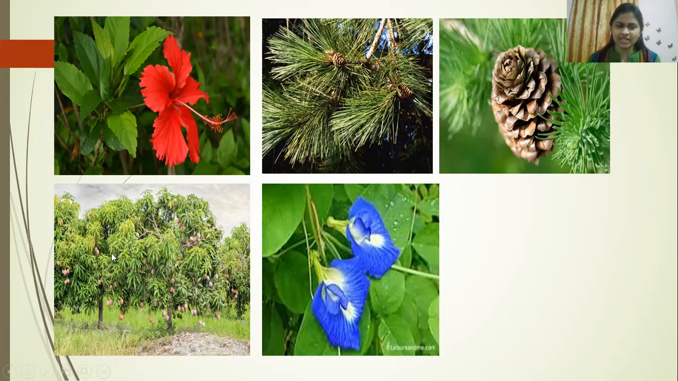Then this is a mango tree. Flowers are not visible there, but I'm sure you might have seen mango flowers. Mango is a flowering plant. As a result of pollination of mango flowers, these mangoes are coming, right? Then this is blue pea flowers, or we call it Katarulu. That is also a flowering plant.